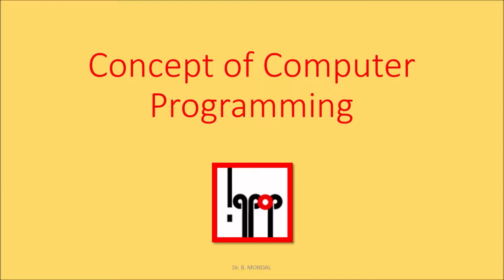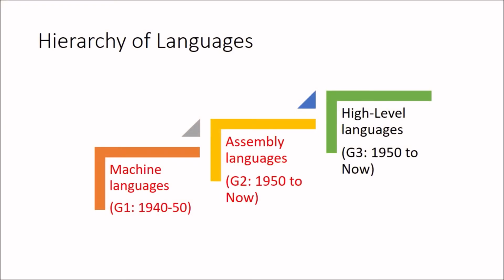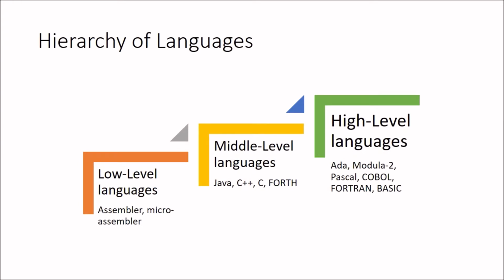This is the first lecture on the concept of computer programming. I'll start with the hierarchy of languages. There are different ways of representing the hierarchy of languages. In a number of places you will find that people put the machine level language at the bottom, then assembly languages, then high level languages, and some other people like to do it like this.